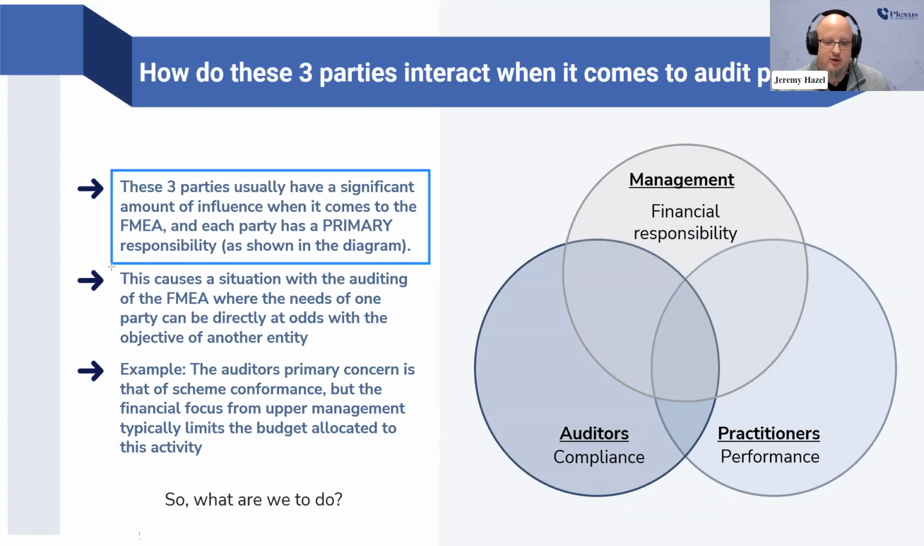Now, because these three folks have different, say, levels of interest and different spheres of influence, it causes a situation within the auditing of the FMEA where the needs of one party can be diametrically opposed to the other entity. As an example, management says, hey, I'm willing to let you come onto the line and I'm willing to let you do 5 audits a year. Meanwhile, the scheme or the standard is dictating an increase in audits based on performance. Plus, we may see practitioners and auditors at different ends, because what we may need for the scheme is directly at odds with how the practitioners can improve their product or process. So this is kind of how we look at it.